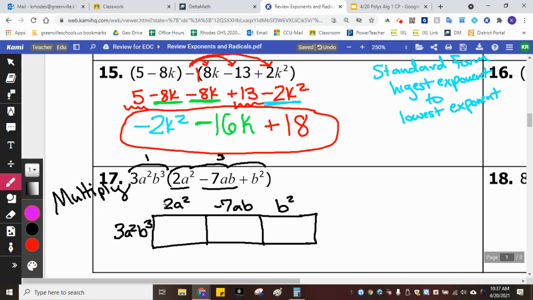So on the outside, 3 times 2 is 6. There's 2 a's here, a squared here. There's 2 a's here, a to the 4. Yep. Remember from yesterday when you multiply like bases, meaning a squared times a squared, you add their exponents. And then this one has b cubed, and that has no b's, so b cubed will just be it.